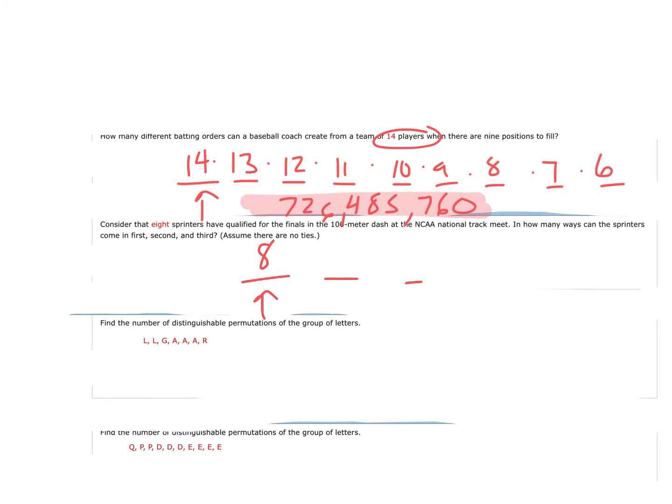If you're in first place, you can't also be in second place. So how many people do we have as options for second place? 7, and then 6. Multiply these together, we get 336. Any questions there?